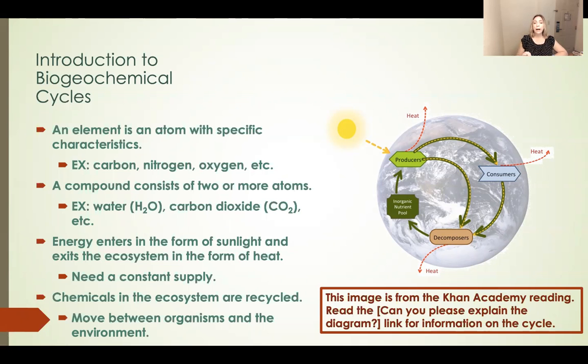So let's talk about an element. An element is actually an atom which has certain characteristics, like for instance, carbon is an element, nitrogen, oxygen, and these all have specific atomic characteristics, which you don't need to worry about for this class, but I do want you to know that an element refers to a certain type of atom. And that's where the periodic table, which you probably saw when you took chemistry, shows you all of the different elements.